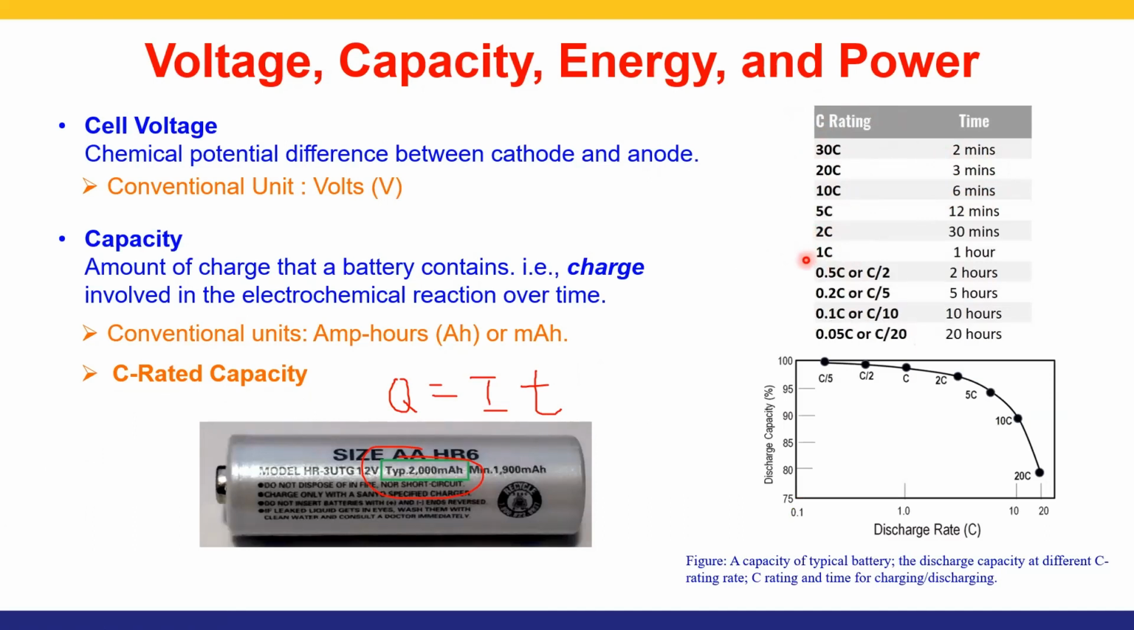So what is the meaning of the C rating? Let's say the charging or discharging rate is 1C. It means it takes 1 hour to fully charge or fully discharge it, which is usually the case for lithium-ion battery. If the C rating is 2C, it will take 30 minutes to fully charge or fully discharge the battery. So it has an inverse relationship with time. A high C takes a shorter time to charge and a low C takes a longer time to charge.